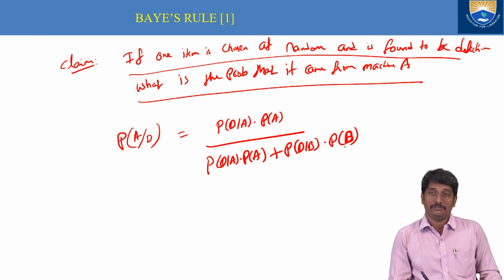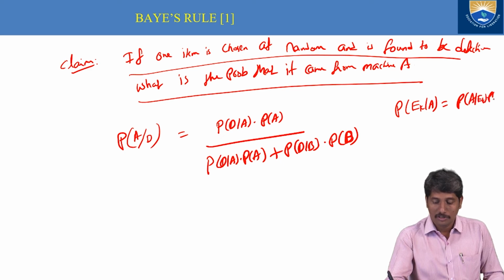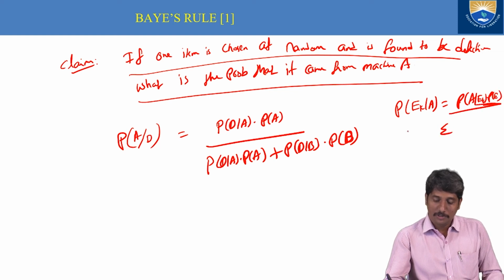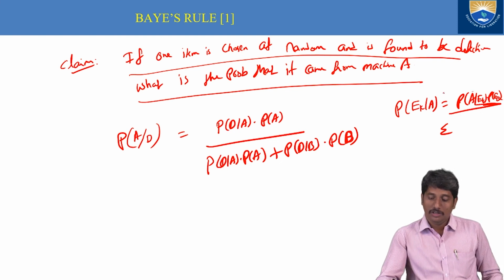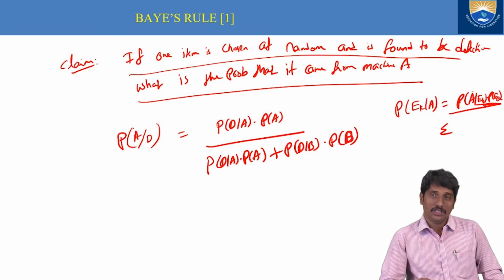This is the Bayes' law. You know, already we have written P of E K given A is P of A given E K into P of E K by the summation. Here, in the place of E K we have A, and in the place of A we have D. That is why here E K means events E1 to En. Here our events are A and B. A and B are the events like E1 to En.